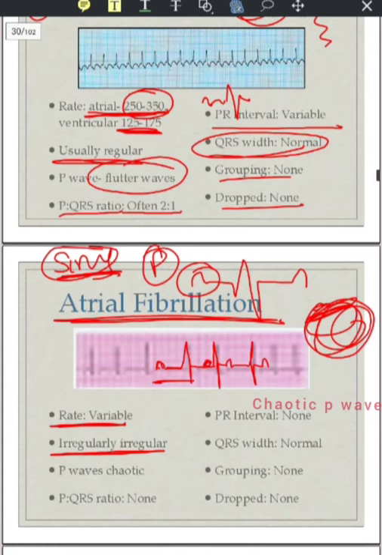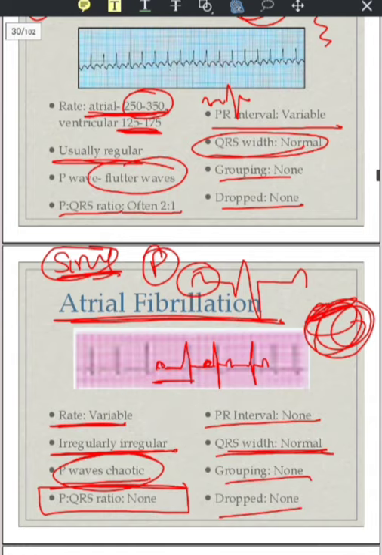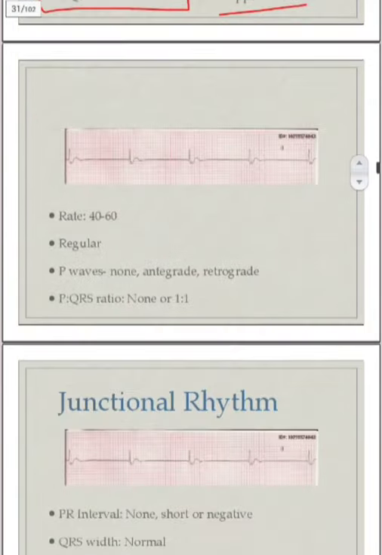Rhythm is going to be irregular. P waves are going to be chaotic if present because of fibrillation. In fibrillation, always remember that P waves are going to be chaotic. P to QRS ratio is going to be none because there is no P wave. PR interval is going to be none. Then QRS width is going to be normal. Grouping and dropped beats would not be present. This is atrial fibrillation. Here you go.